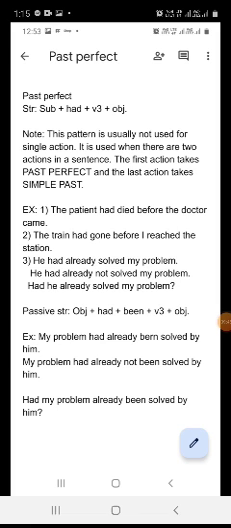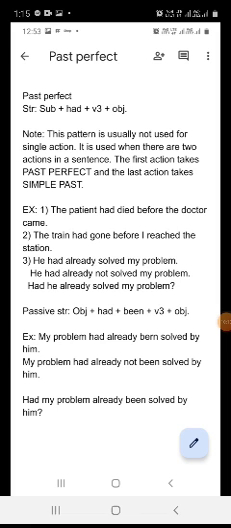Next one is: My problem had already not been solved by him. मेरी समस्या पहले ही उसके द्वारा नहीं सुलझाई जा चुकी थी. Had my problem already been solved by him? क्या मेरी समस्या पहले ही उसके द्वारा सुलझाई जा चुकी थी? This is interrogative sentence. The first one is affirmative, second one is negative, third one is interrogative. So this is the way of using past perfect.